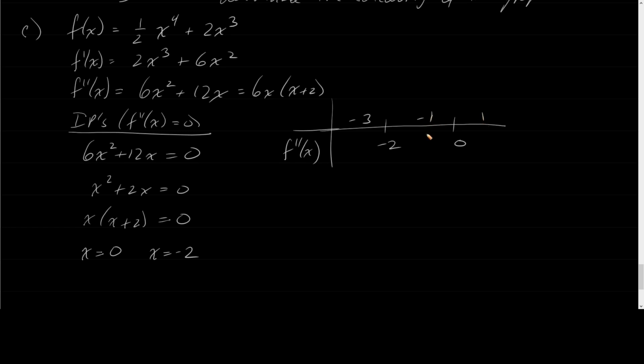So let's plug in -3. 6 times -3, negative value. -3 plus 2, negative value. Negative times a negative is a positive. So in here, we're concave upwards. Next one, plug in -1. 6 times -1, negative. -1 plus 2, positive. A negative times a positive, negative. So it's concave downwards. Plug in 1. 6 times 1, positive. 1 plus 2, positive. Positive times a positive is positive. So we've got positive concavity there.